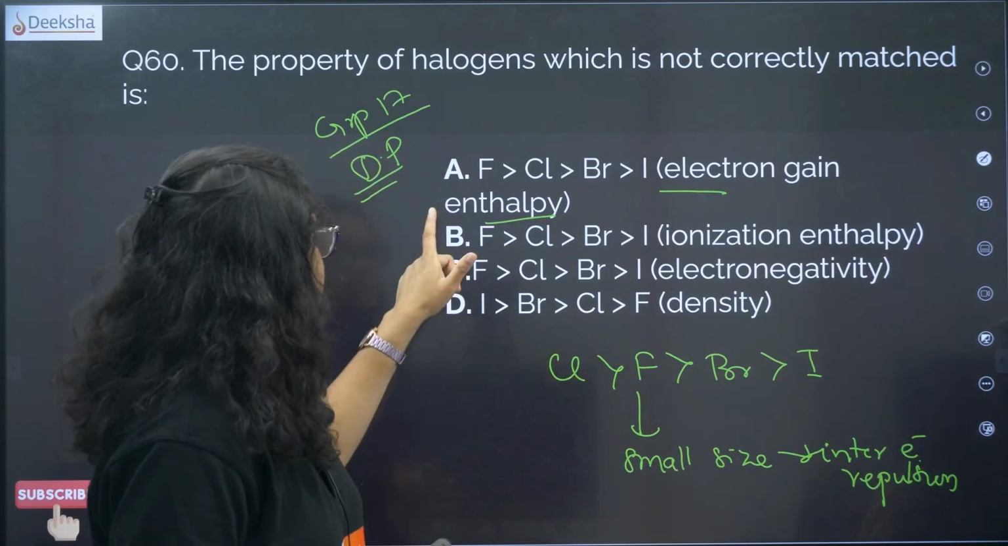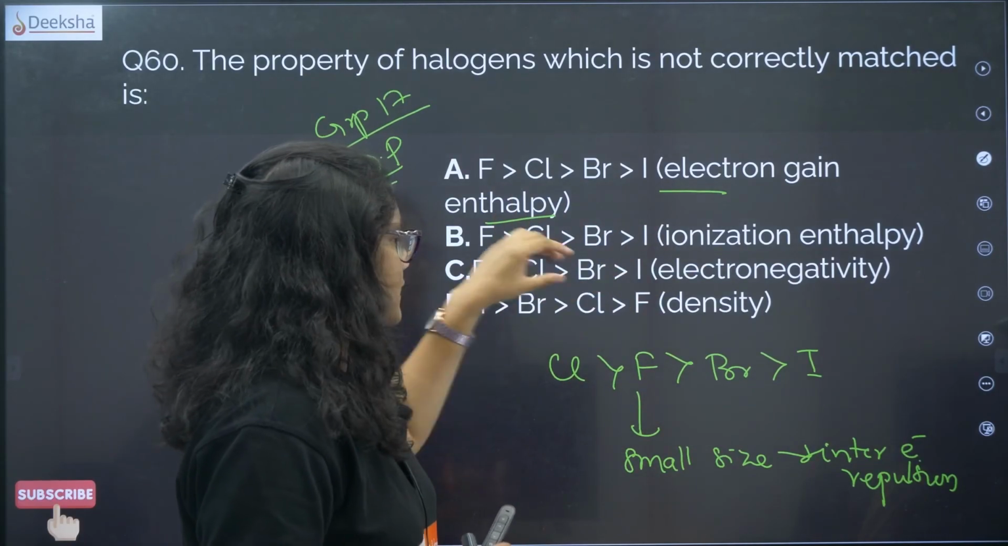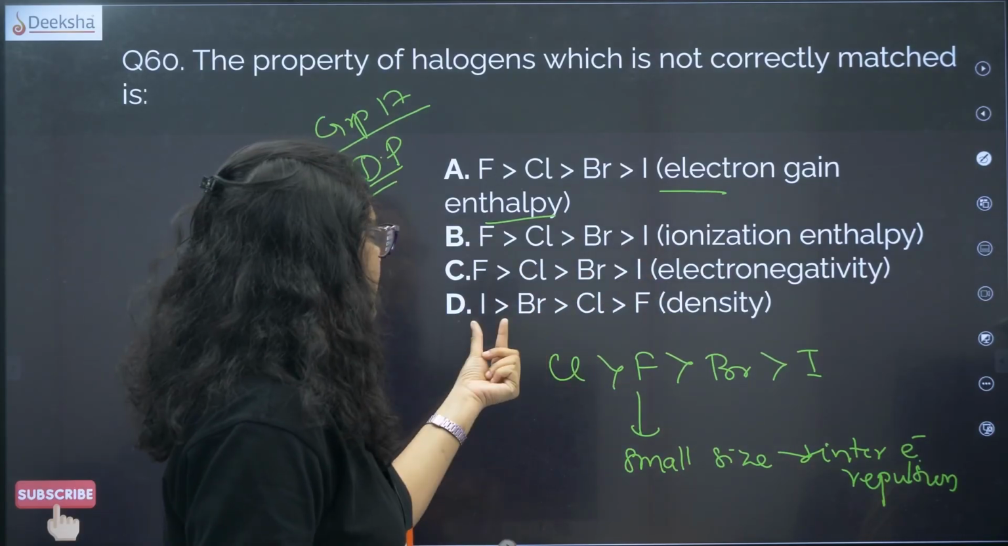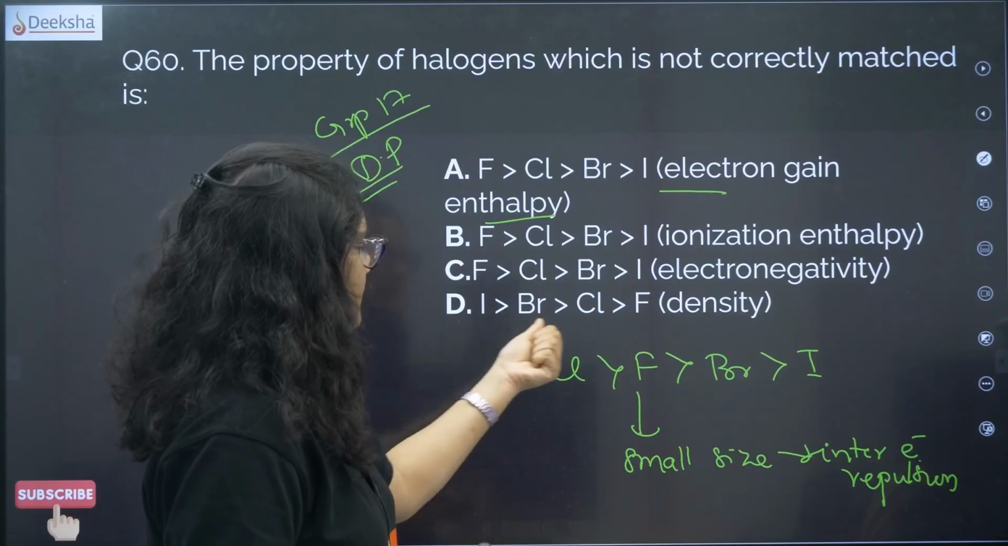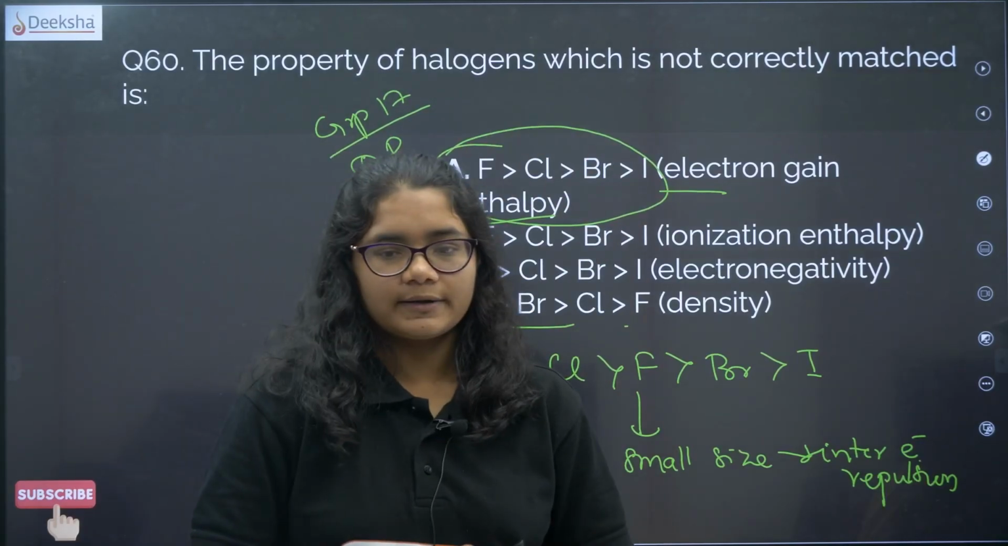So the correct answer for this question will be option number A. Ionization enthalpy, that is correct, down the group it decreases. Electronegativity is correct, okay, and even density, as the mass will increase, density will increase, so this is also correct, but this one is the wrong order, okay.